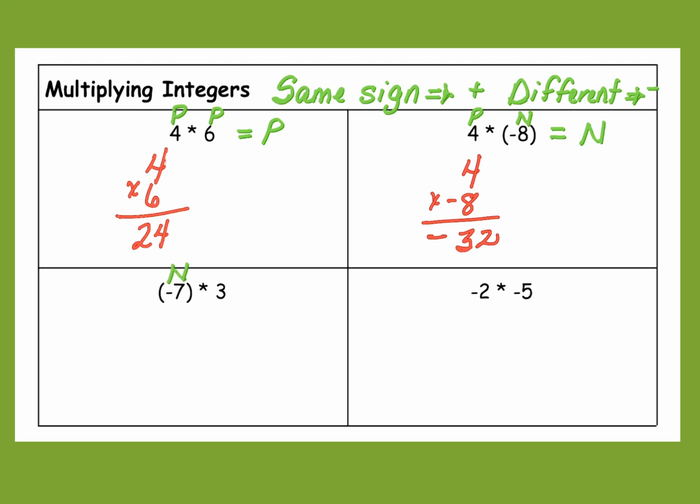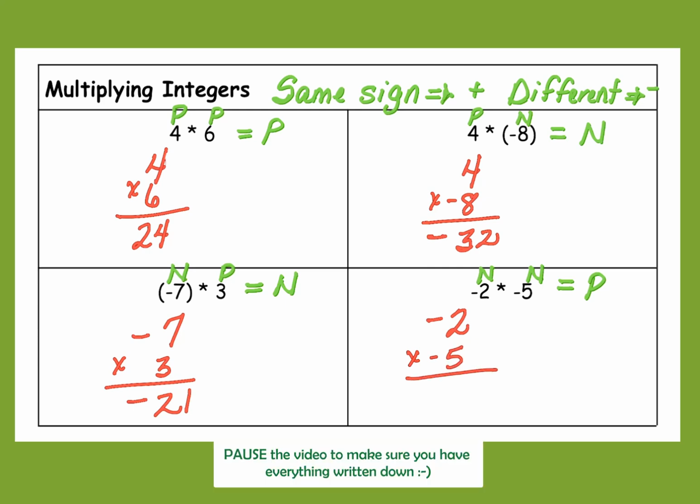In the next problem, we have a negative times a positive, so again, our signs are different. They will give us a negative answer. Negative 7 times positive 3 is a negative 21. In this last problem, we have a negative times a negative, and these signs are the same, so they will give us a positive answer. Negative 2 times negative 5 is equal to a positive 10. Now remember to pause the video to make sure that you have everything written down.